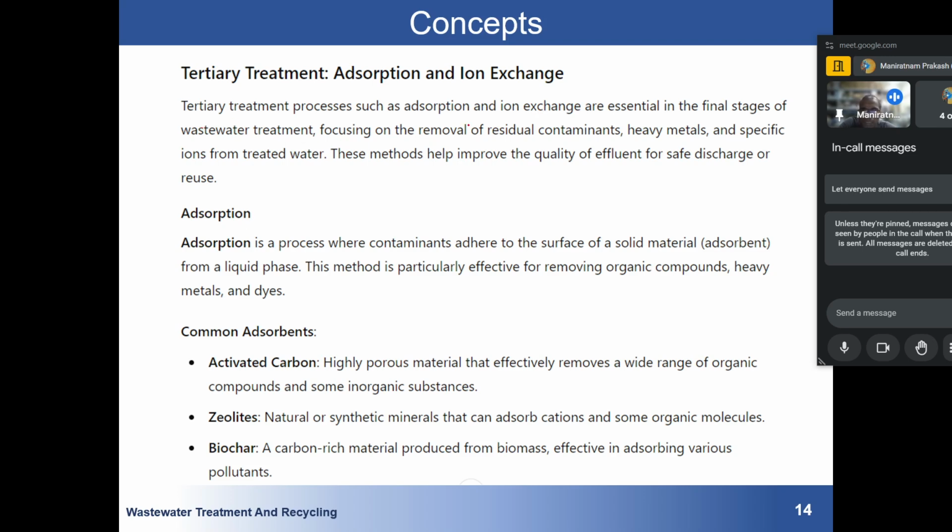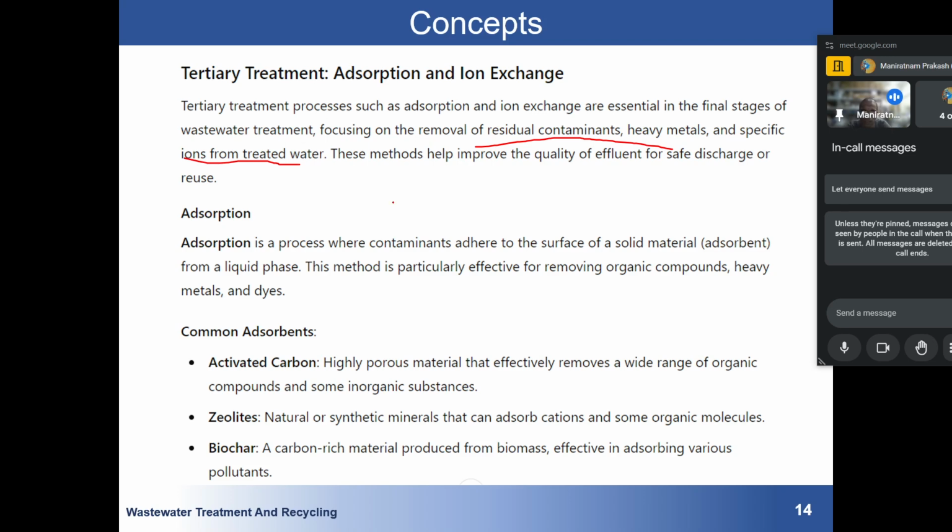Tertiary processes such as adsorption and ion exchange are essential in the final stage of wastewater treatment, focusing on removal of residual contaminants, heavy metals, and specific ions from the treated water. Heavy metals means chromium and similar things. Specific ions, for example calcium: suppose our target is to reuse the water for drinking, and the IS code specifies a maximum limit for calcium.